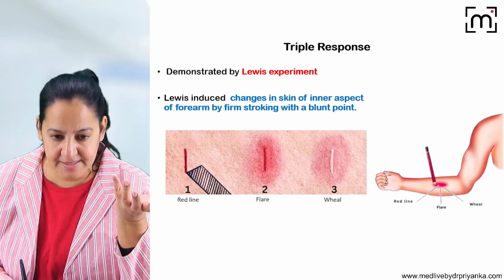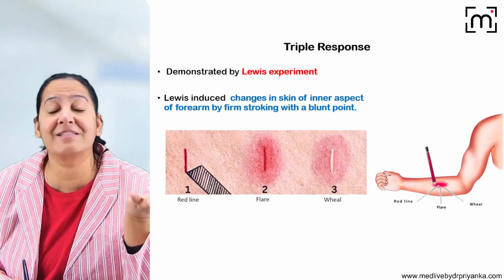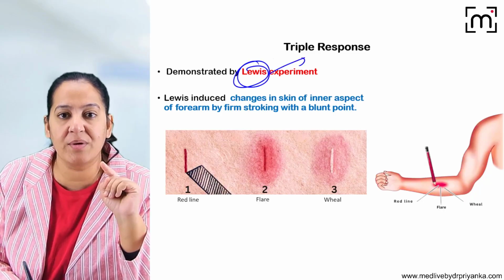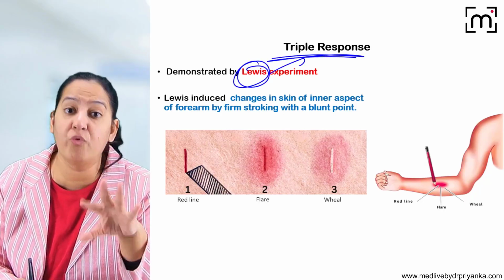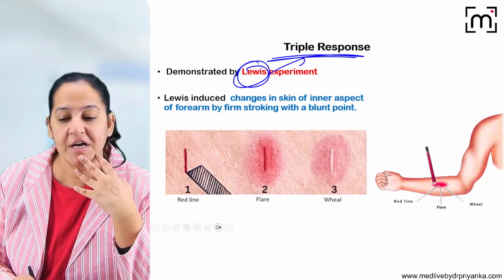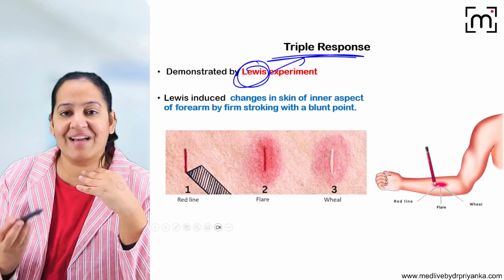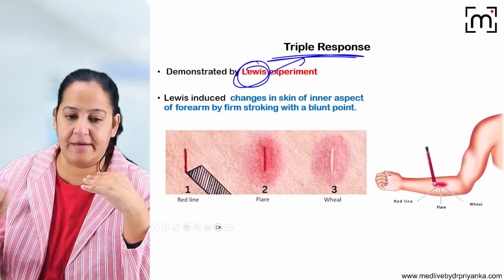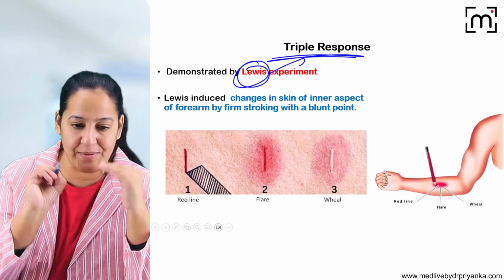Now there is an experiment. If there is an experiment to prove the 5 steps, tell me an experiment. So there is a scientist who is known as Lewis. Lewis has done an experiment known as the triple response experiment to prove the vascular events of acute inflammation. So what has Lewis done? Lewis has taken a blunt object like a pencil. Let's assume this is a pencil. It is a pen, but assume it is a pencil.